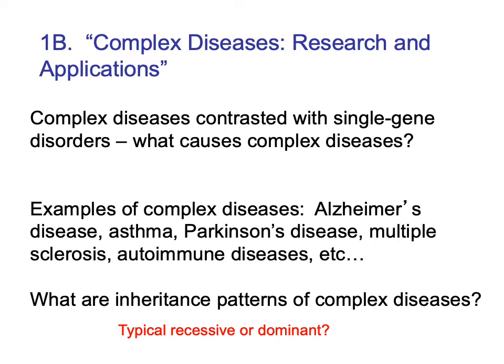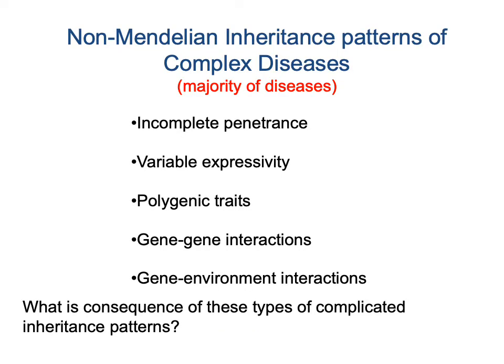What makes them complex is that they don't follow typical Mendelian patterns in these pedigrees. They're not typically recessive or dominant. Instead, they're caused not, again, by a single mutation in a gene, but a combination of genetics, environment, and lifestyle. Okay. So we don't see those simple patterns, and the pedigrees can look quite complicated for these reasons.